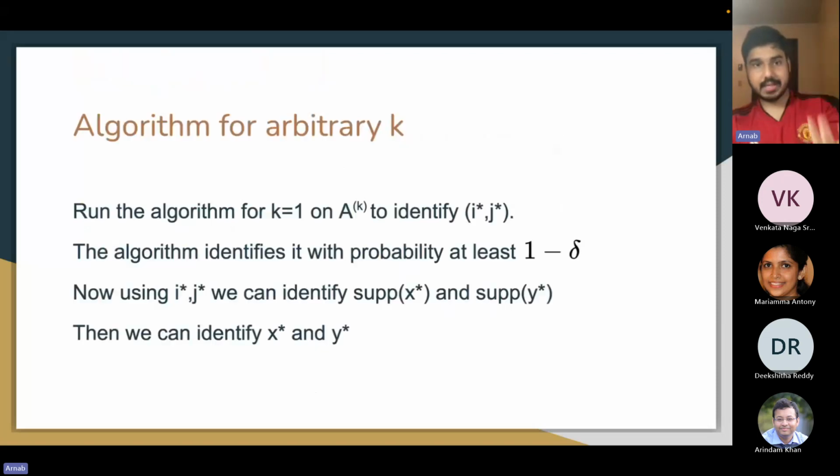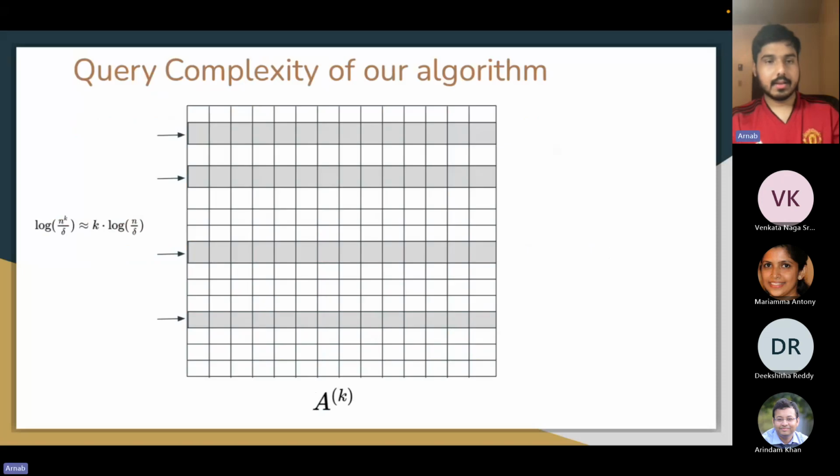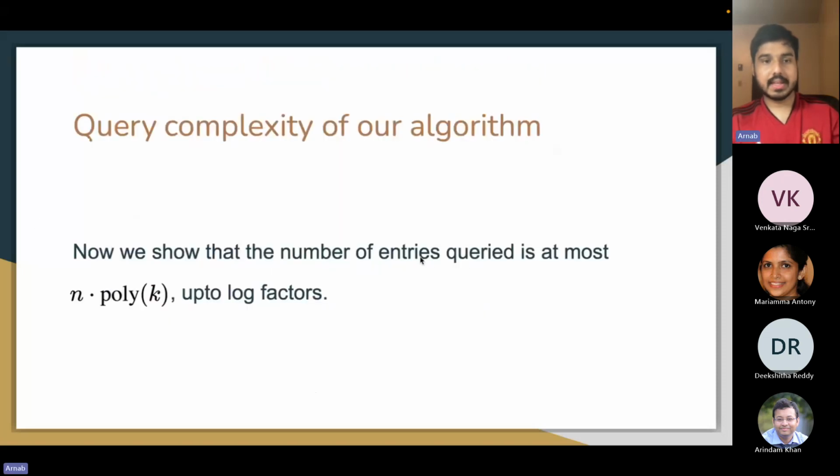So now let me explain why there won't be an exponential blow up. First of all, there's no chance of exponential blow up because the number of entries in the original matrix A is just n square. So we have to show why it's n times poly k. The main thing is I want to show why the query complexity is n times poly k.